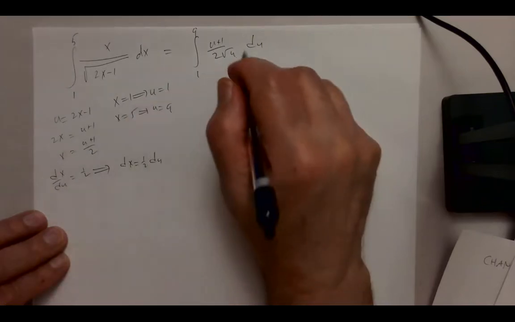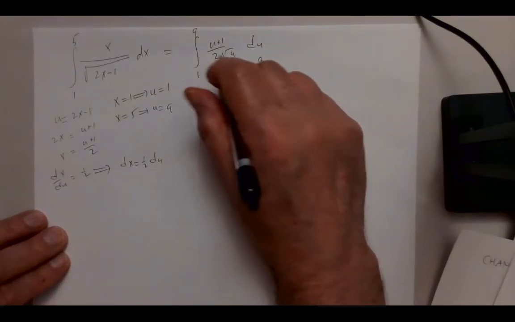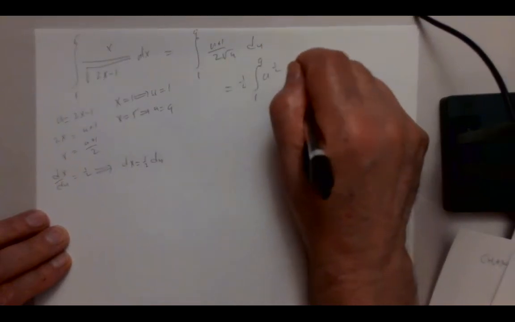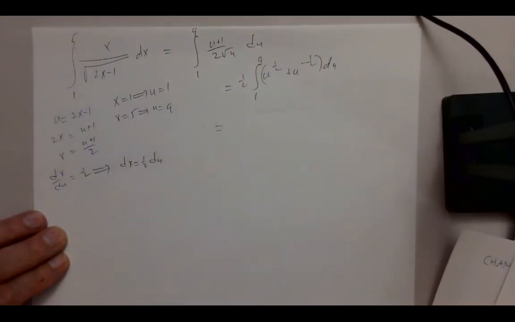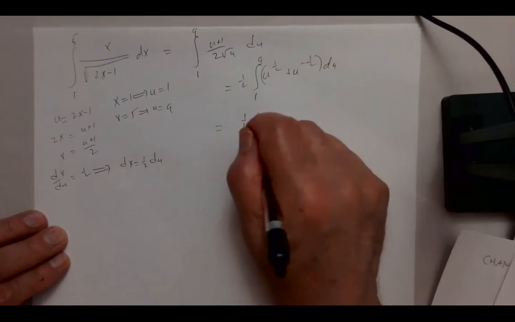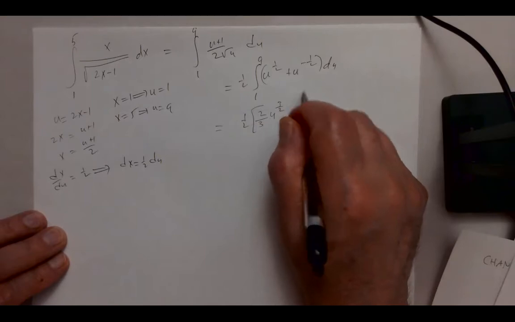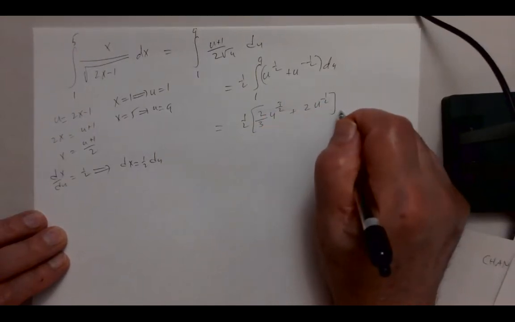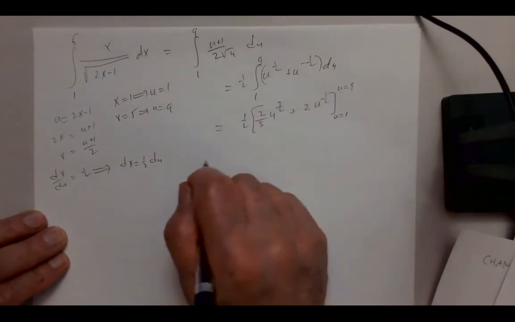That's equal to the integral from 1 to 9, 1/2 times u over the square root of u, which is u to the 1/2, and 1 over the square root of u is u to the minus 1/2. This is equal to 1/2 times: when I integrate u to the 1/2, I get 2/3 u to the 3/2. When I integrate u to the minus 1/2, I get 2 u to the 1/2, evaluated from u equal 1 to u equal 9.